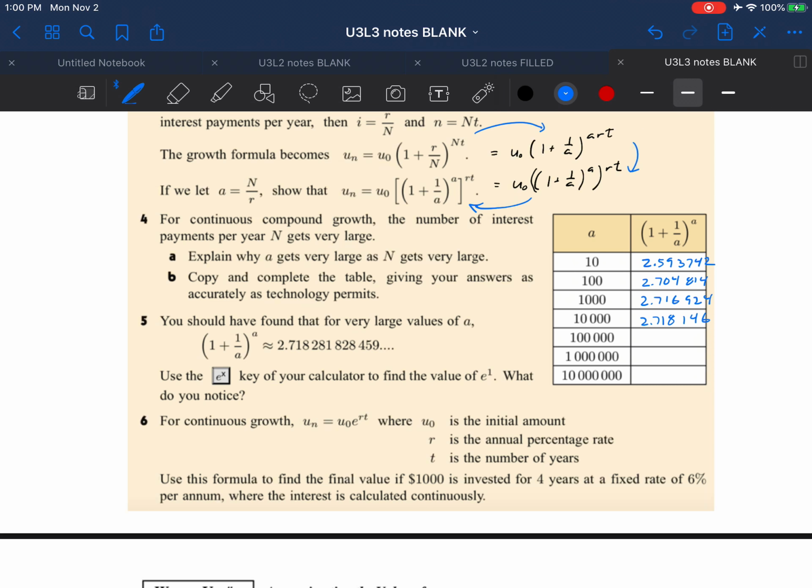2 more. Sorry, 3 more. 2.718268. Then 2.718280. And then same thing, but 282.